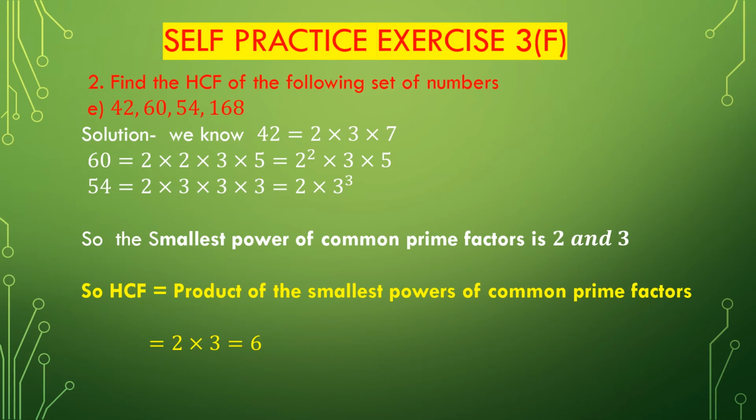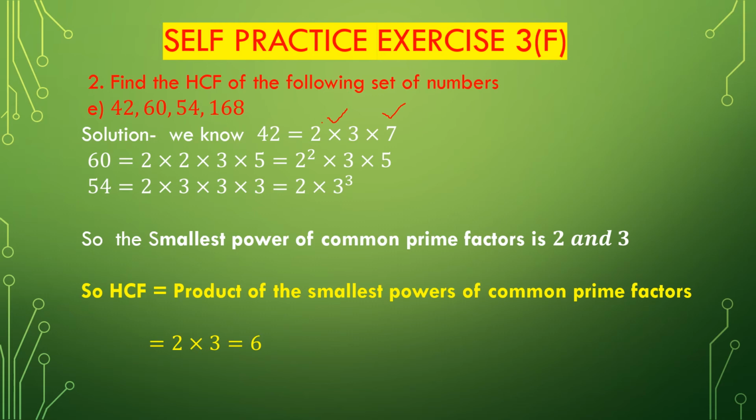Now solve question number 5, part E. 42, 60, 54, 168. These four numbers are given and we have to find out the highest common factor of these four numbers. First find out the prime factorization of these four numbers. Prime factorization of 42: 2 multiplied with 3 is 6, 6 multiplied with 7 is 42. So prime factorization of 42 is 2 multiplied with 3 multiplied with 7.